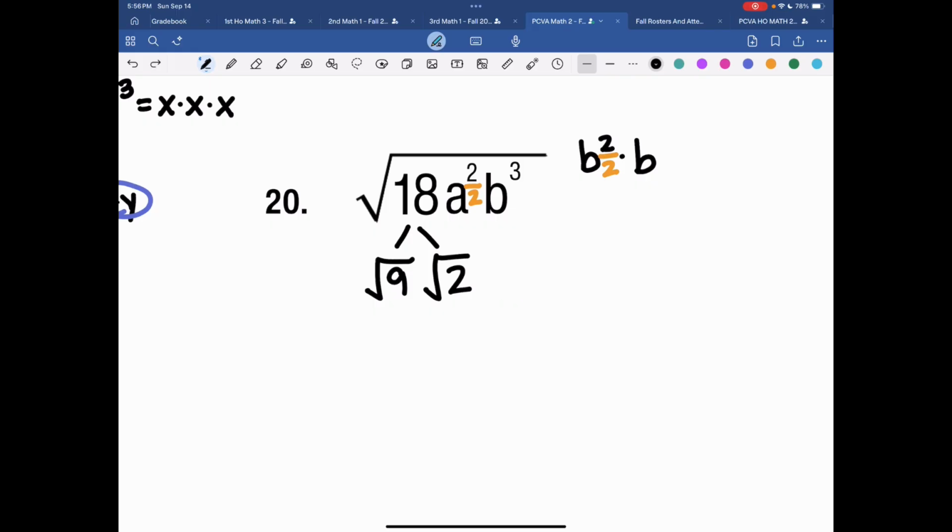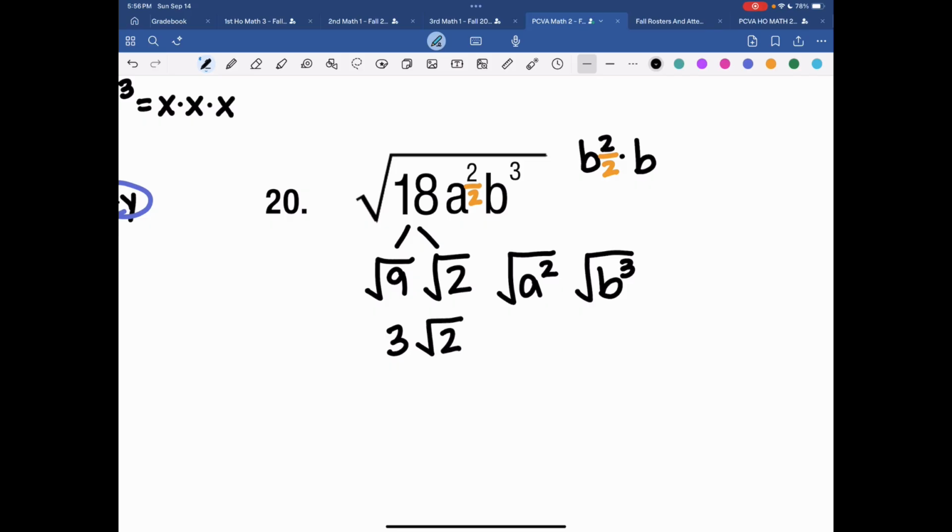Actually, let me write this out. So we're going to take the square root of a squared and the square root of b cubed. Okay? So in this situation, I have 3. The square root of 9 is going to give me 3. So we're left with the square root of 2.